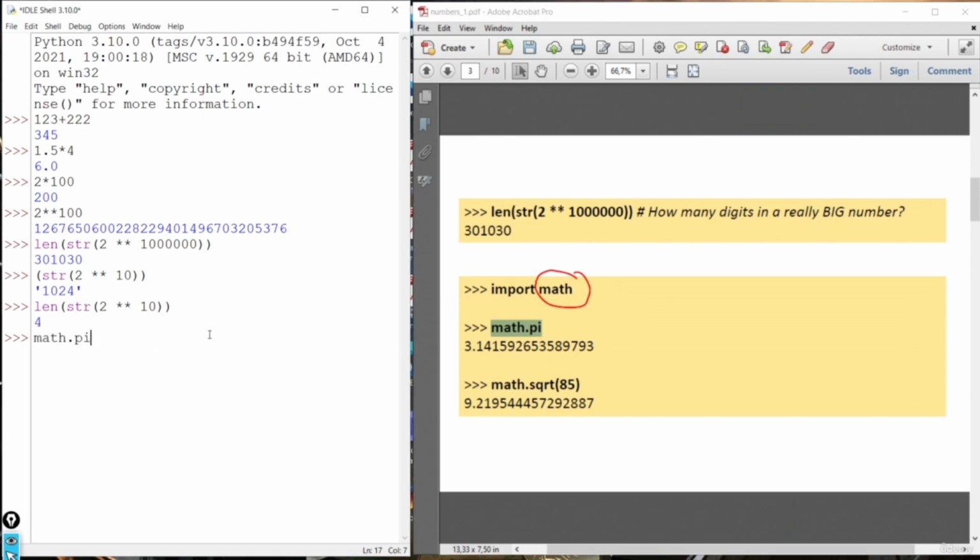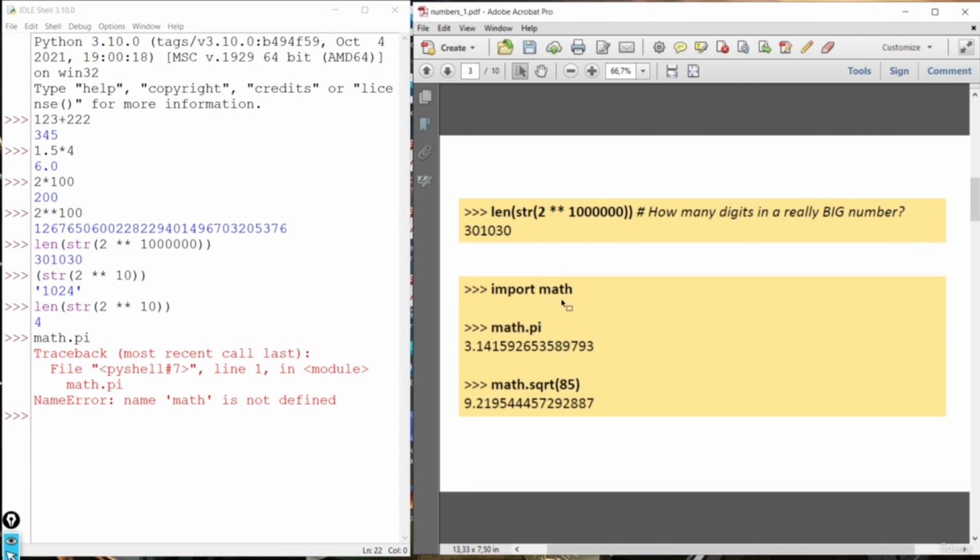For instance, if I type math.pi, as you see, an error appears. So we include the math module. Then we can type math.pi. Pi value will be displayed. And also there are other built-in functions available in this module. One of them is the square root. We can calculate the square root of 85 using math.sqrt(85). Okay, I'm just copying and pasting.